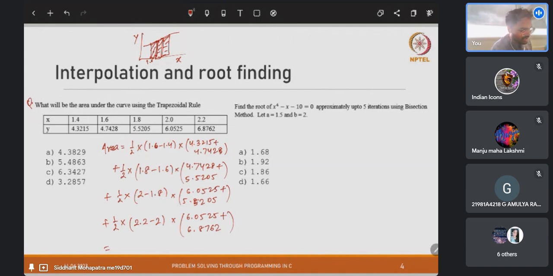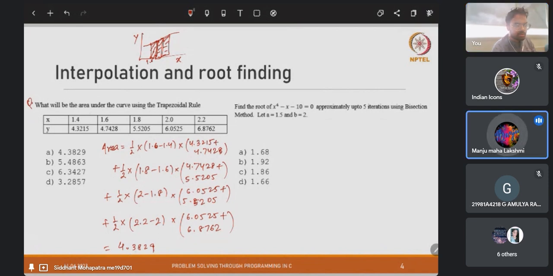I think we have to calculate this and check. I think you will get a value of around 4.3829. You can calculate this and check. So the answer that you will be getting is 4.3829. You take 4 different trapezoids.